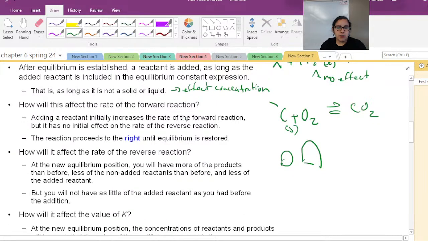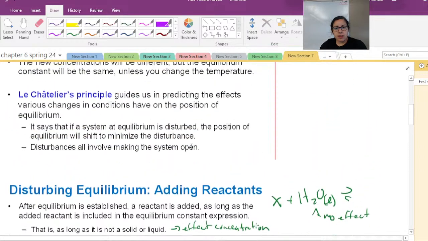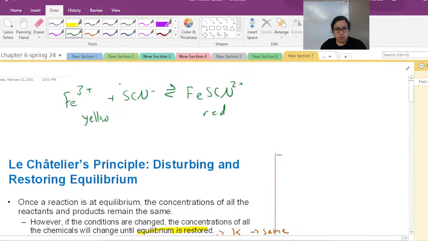So it initially increases the rate of the forward reaction, with no effect on the reverse reaction rate. All we're saying is that if we take this example, we have our system at equilibrium. If we add in more iron 3+, that's adding more reactant, so it shifts away and makes more product, right? So if you added more iron, this would make it more yellow.